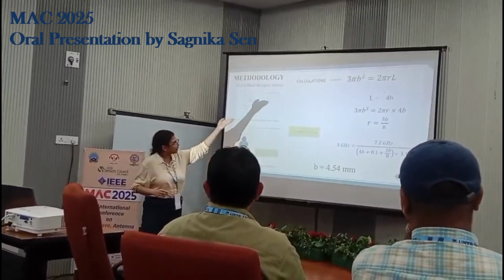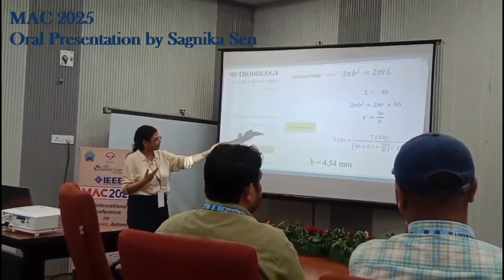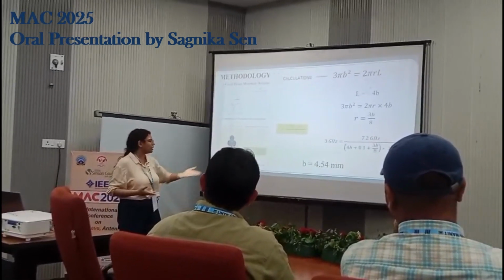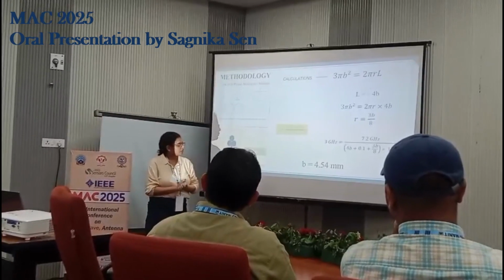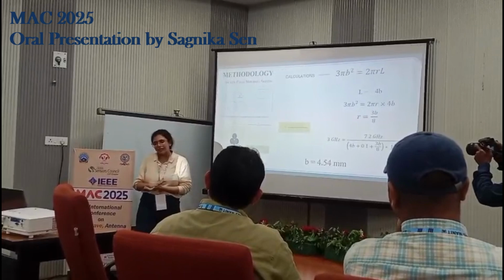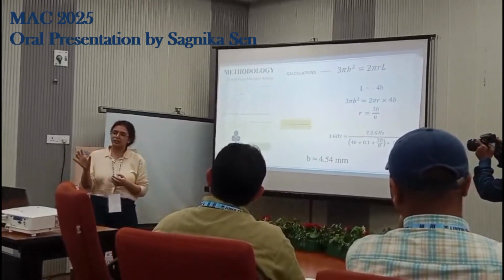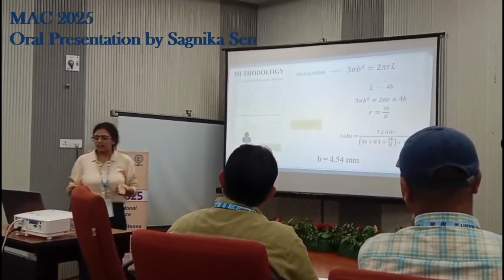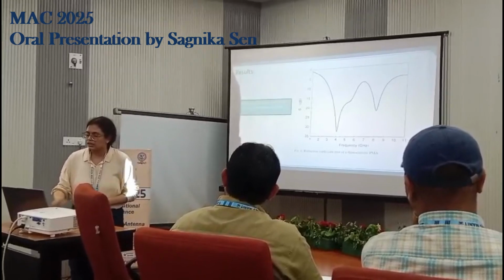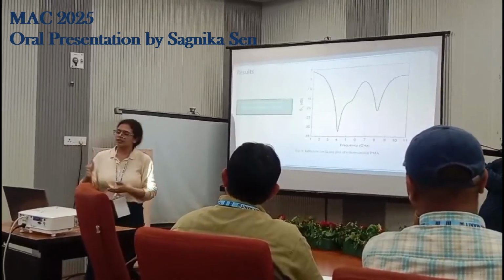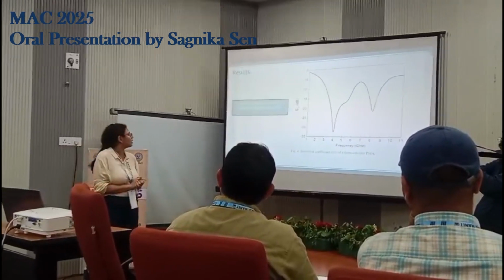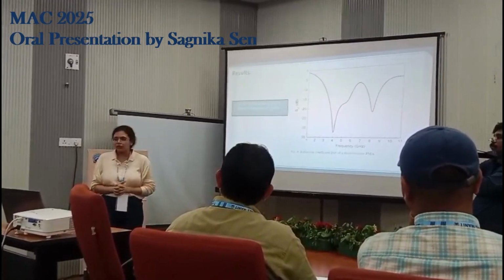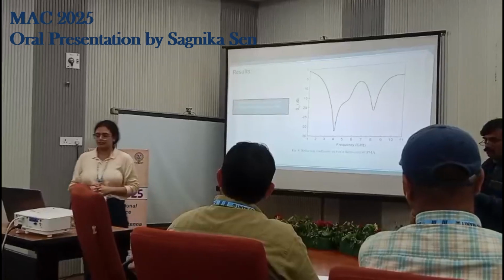Then again I solved the equation the way it should be, and B was thereby equivalent to 4.54 millimeters. Using this radius, I designed this on HFSS and simulated the design, and these were the S11 parameters I got. The dips came at 4.1 and 8.1 gigahertz.